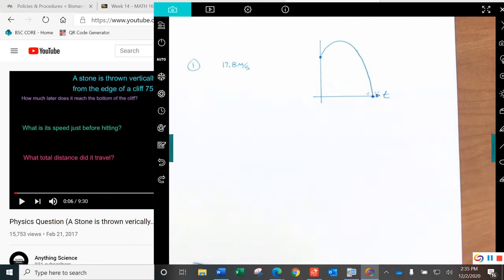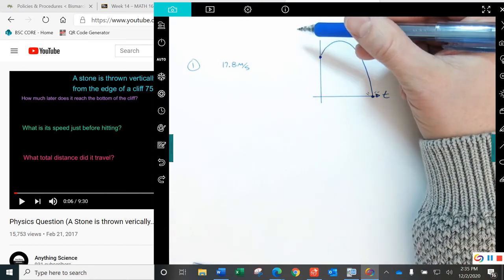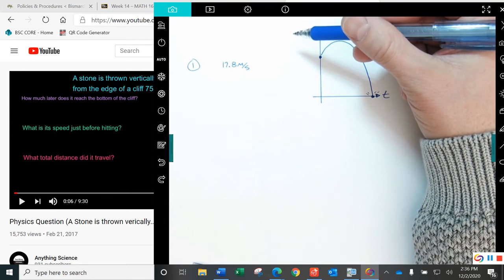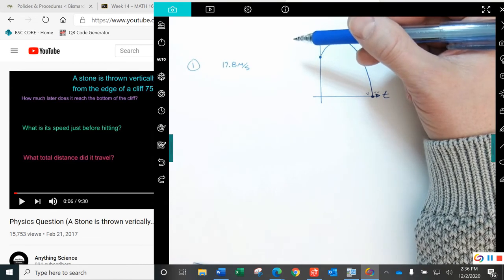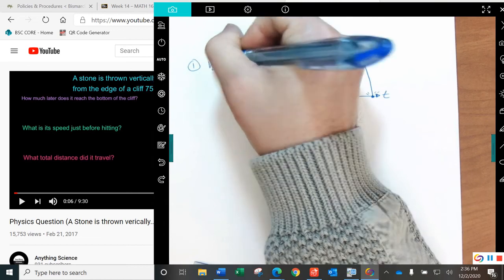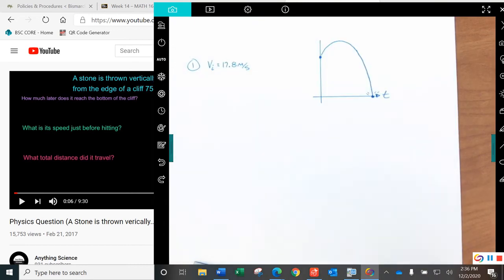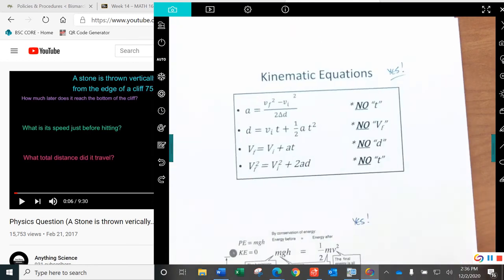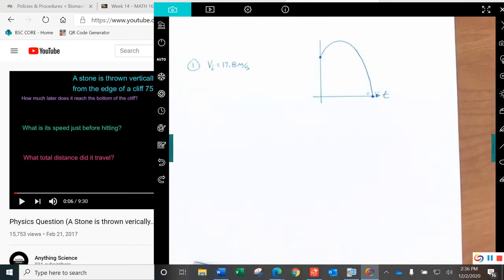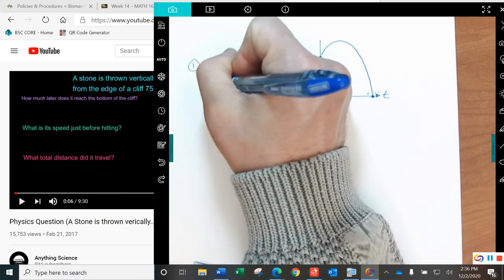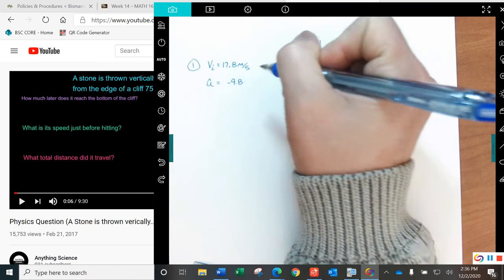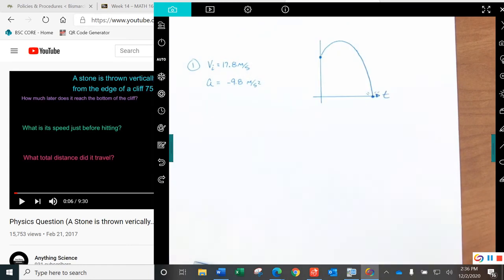But I don't know any of the time. I just know that it started out thrown into the air at 17.8 meters per second. So this will be our initial velocity. Now I'm going to use that notation that I saw on my kinematic equations right here, and we'll figure out which one we're going to need. The initial velocity, v subscript i. I also know that acceleration is equal to negative 9.8 meters per second squared. I'll make a little note of that as well. I have that information, and we want to know at what time it hits the ground.